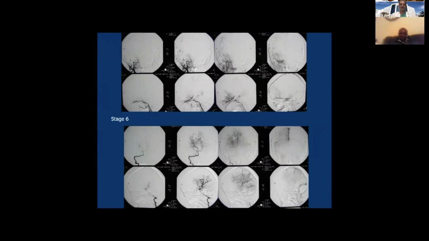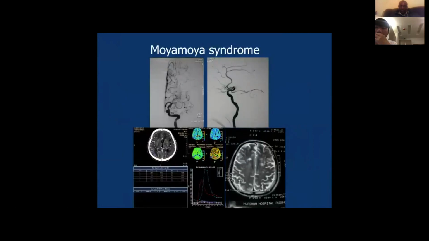This is stage 6. Almost all the intracranial ICA was totally occluded, but still there is some collateral from the ECA branch and the posterior circulation. We also have some Moyamoya syndromes like this. This is an MCA occlusion case, and we can see the perfusion was decreased a lot in the left hemisphere, and this is a Moyamoya syndrome.